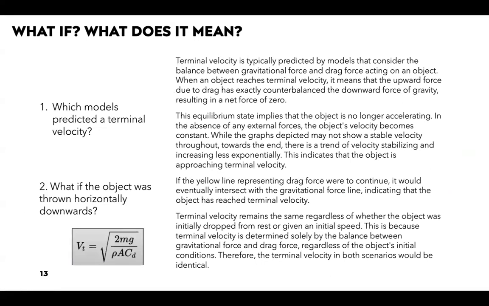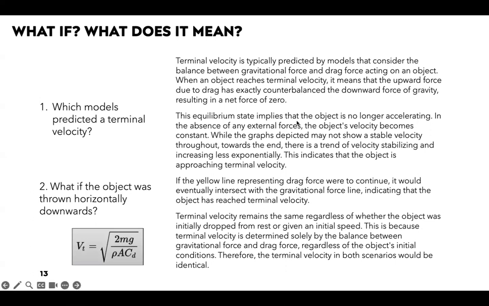Finally, what does it mean? We're going to ask two questions. Which model predicted a terminal velocity, and what if the object was thrown horizontally downwards? Terminal velocity happens when the drag force pointing up has exactly balanced the force of gravity pointing down. This means that the net force will be 0, since the vertical force upward by resistance and drag will be balancing the downward force of gravity. The object will no longer be accelerating.